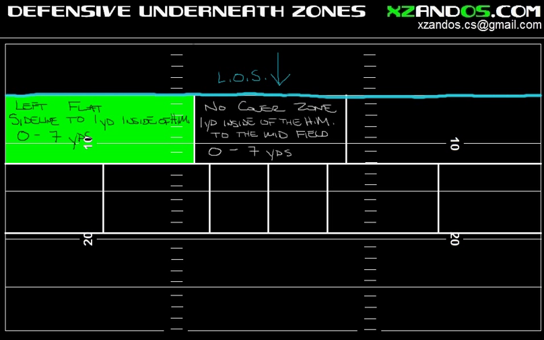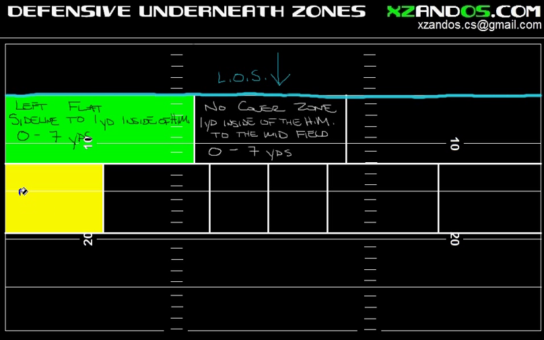The next zone, getting a little hotter. Want to give it up less. So I'm going to color code it as yellow. This is the out. This one specifically being the left out, where out routes are run.